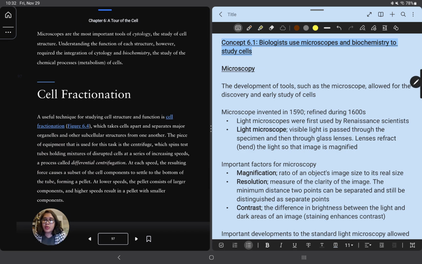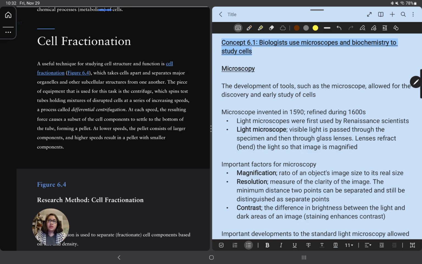Microscopes are the most important tools of cytology, the study of cell structure. Understanding the function of each structure, however, requires the integration of cytology and biochemistry, the study of chemical processes or metabolism of the cells.